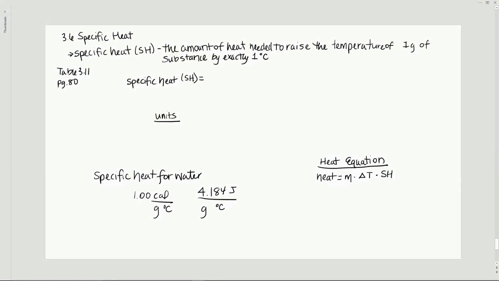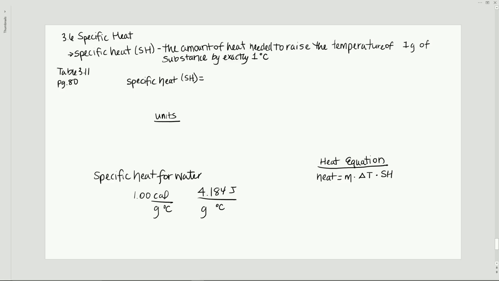Section 3.6 in your book is on specific heat. So now that we've done the lab on specific heat, this should be a little bit easier and probably make a lot more sense once we go through this video. So again, the definition of specific heat is the amount of heat needed to raise the temperature of 1 gram of substance by exactly 1 degree Celsius.